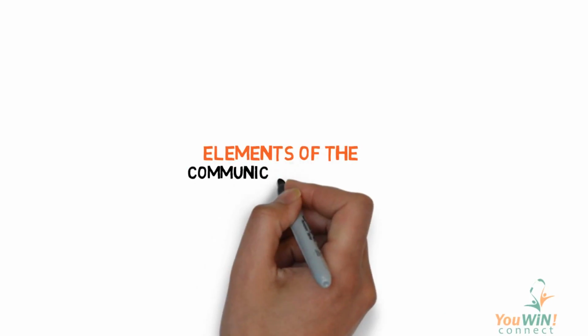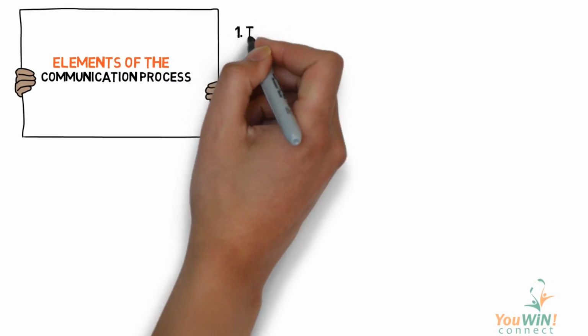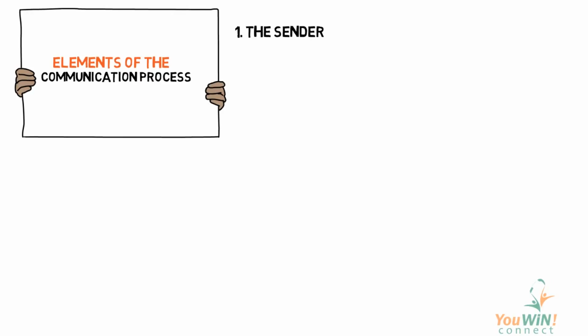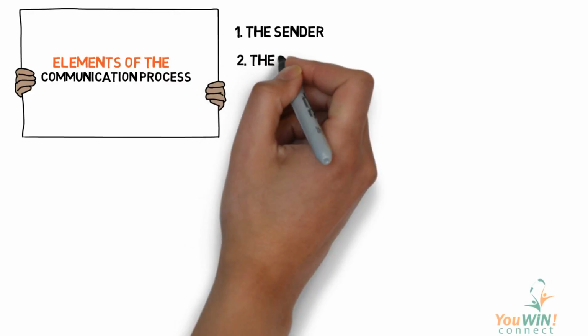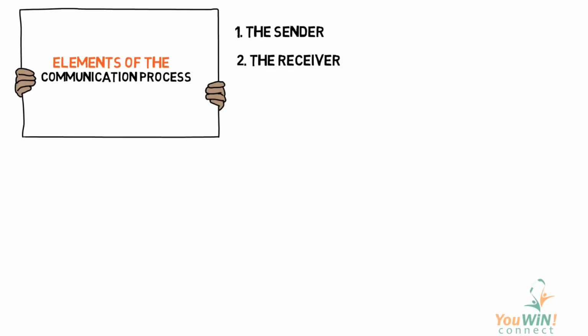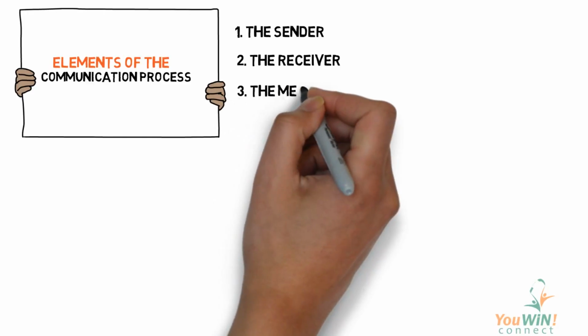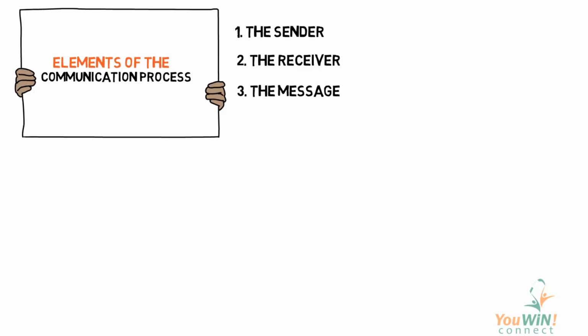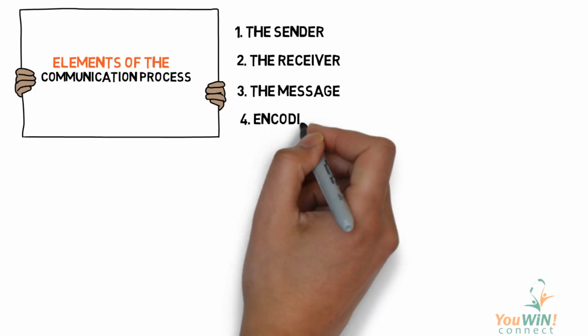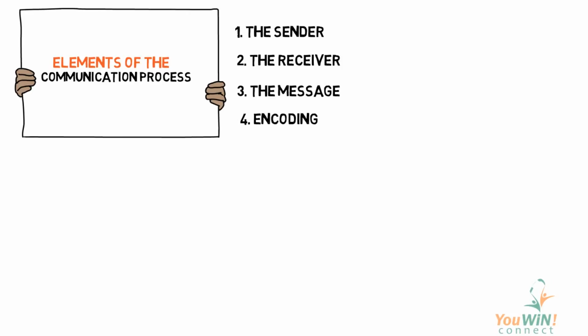Let's look at the elements of the communication process. The elements are: 1, a sender. The sender is the person who sends information to one or more persons. The second element is the receiver. The receiver is one or more individuals receiving the information sent by a sender. The third element is the message. The message is the information sent from the sender to the receivers. The fourth element is encoding. Encoding is the form in which you send the information.